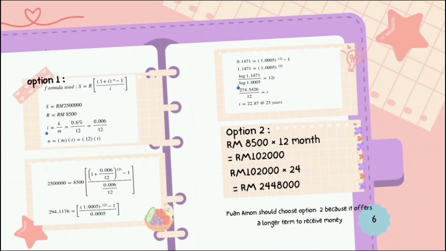For option 2, the calculation is 8,500 ringgit multiplied by 12 months equals 102,000. Then multiply it by 24 equals 2,448,000. The answer is Puan Ainun should choose option 2 because it offers a longer term to receive money.